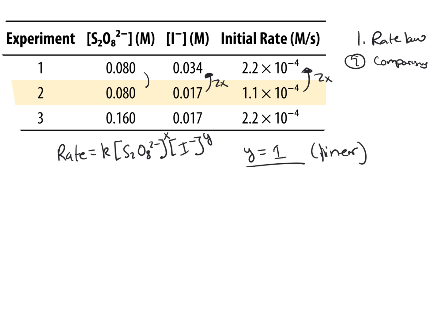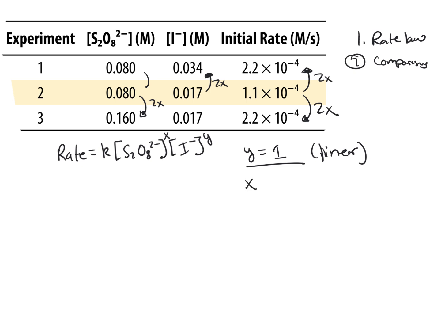Let's do our next comparison. So now that we've got the order in I-, we've got to figure out the order in S2O8 2-. So for that comparison, let's take a look. 0.08 to 0.16, and I- is constant, so that's going to be a good comparison. In that case, S2O8 doubles, and what happened to the rate? It doubled again.